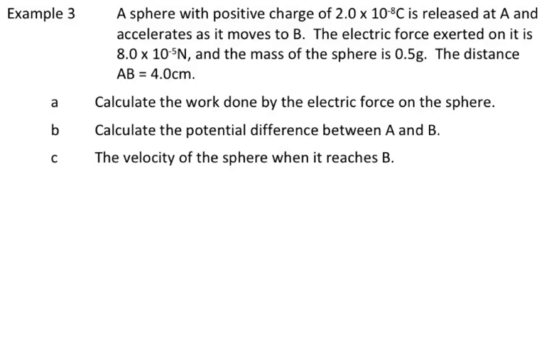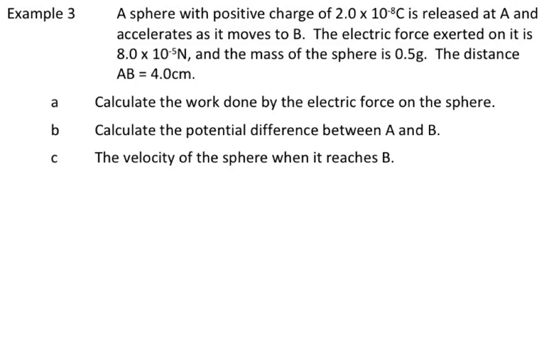So we have a sphere with a positive charge of 2 times 10 to the minus 8 coulombs, released at point A, that accelerates as it moves to point B. The force is 8 times 10 to the minus 5 newtons. The sphere weighs 0.5 grams, and the distance between A and B is 4 centimeters.